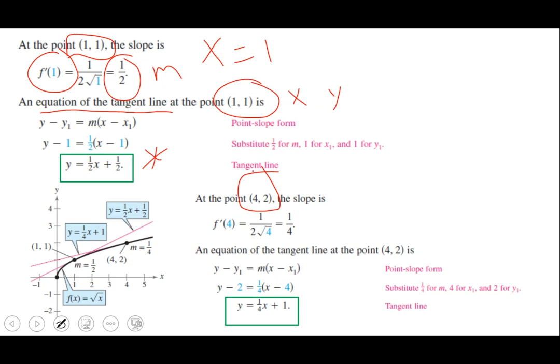Similarly down here, but now they're talking about the spot (4, 2). So again, you want to find the slope of the tangent line at x equals 4, which means you want to find the value of the derivative f prime at 4. That is going to give you a slope of 1/4. In order to find the equation of a line, you always need a point and a slope. And again, whether you use point slope or y equals mx plus b, I do not care.